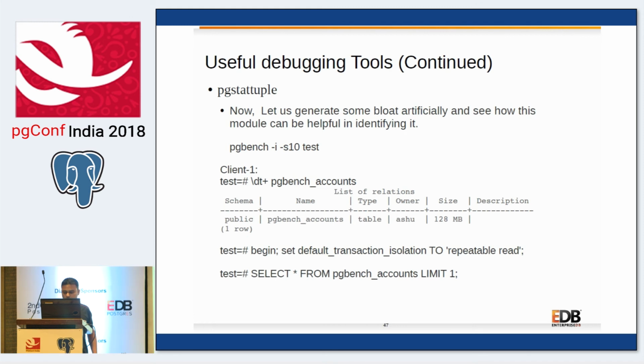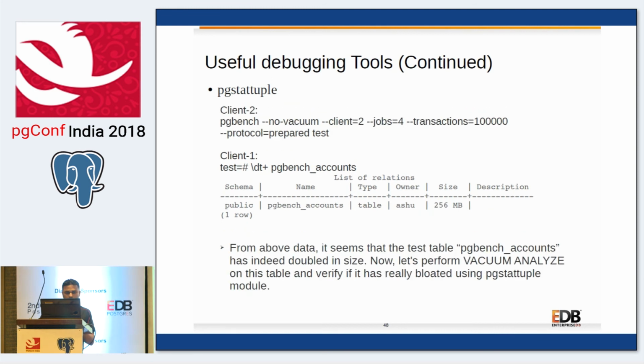Here I have shown a simple example. I have done a pgbench setup at a scale factor of 10. This creates a table pgbench_accounts whose size is 128 MB. What I'm trying to do here is create bloat in this table artificially and see if that bloat can be detected with the help of pgstattuple. I started a transaction with isolation level repeatable read and performed a select on that table. Then in the second session, I started a pgbench test in read-write mode.